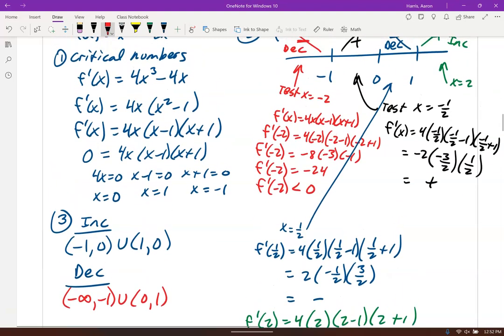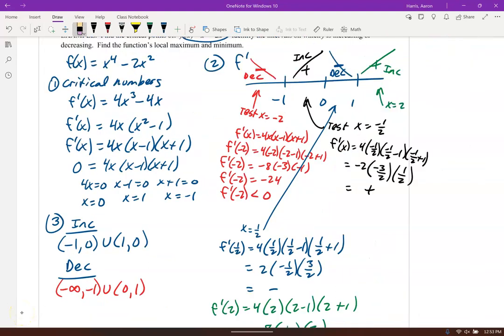How about local or relative min and max? So I just messed that up. I don't know if I said that right and wrote it wrong, but I screwed that up. Increasing from -1 to 0 and 1 on. I'm not sure if I said that right there.